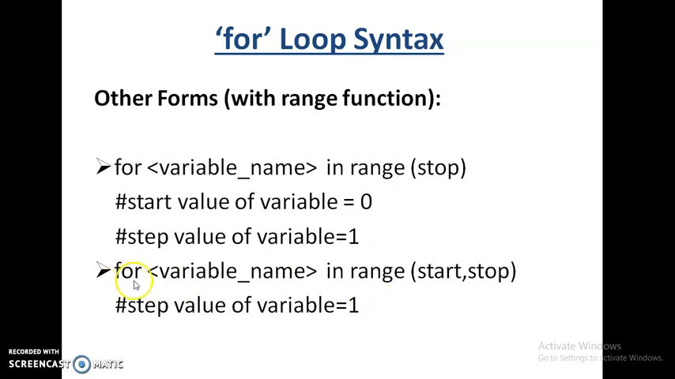Then the next form, for variable, in range, start and stop. In this case, the start value is already provided and the stop value is already there. But what about the step value? Again, same as the previous case, the step value will be 1. So it will get incremented by 1.